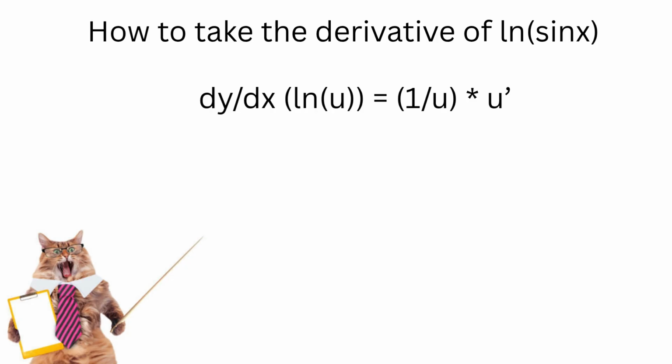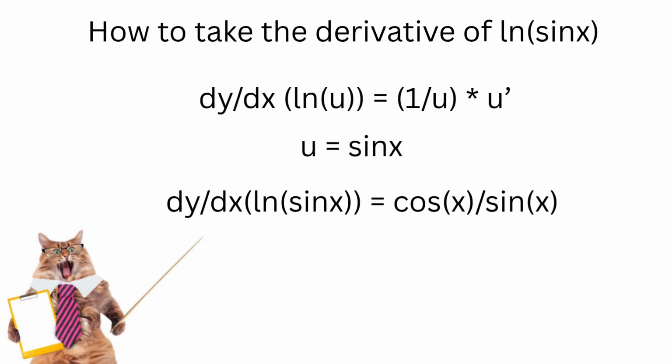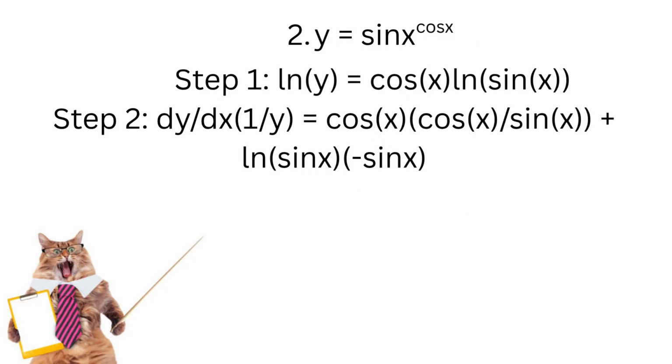So to employ it for this example, we set u to be equal to sine of x. Thus, we get the derivative of the natural log of sine x equals cos of x, because it's u prime, times 1 over sine of x, and then that gets simplified to cos of x over sine of x. So now let's head back into the question.